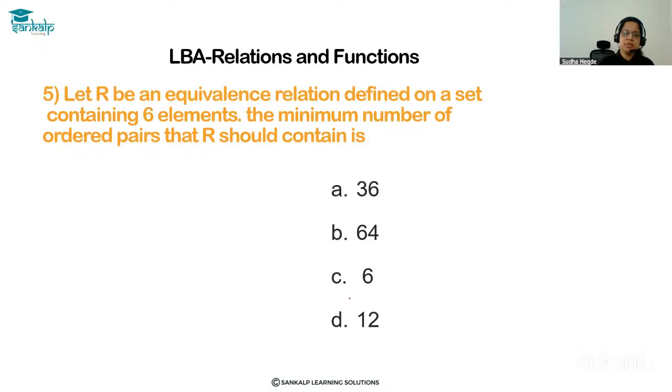Hi students, let us take this fifth question. Let R be an equivalence relation defined on a set containing 6 elements. The minimum number of ordered pairs that R should contain is: option A 36, option B 64, option C 6, option D 12.